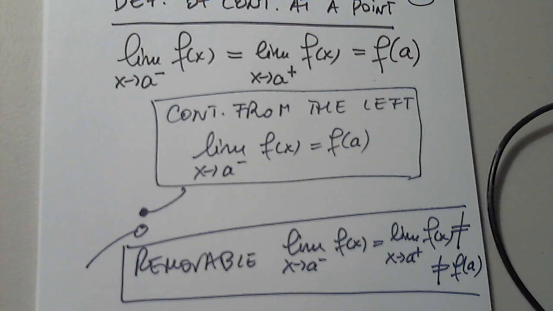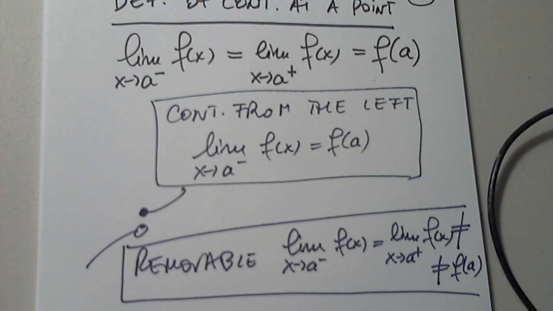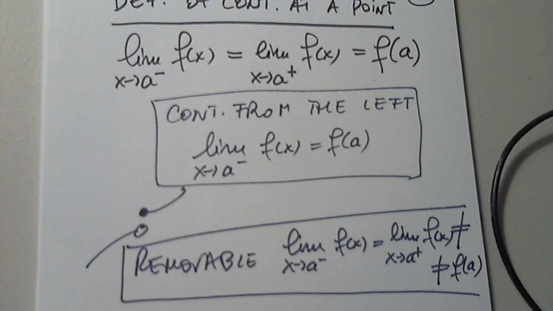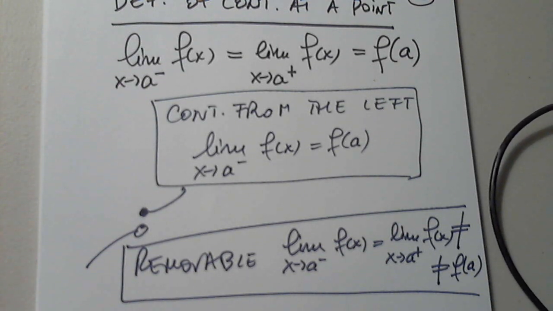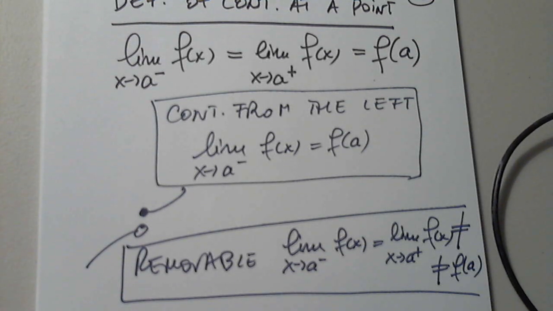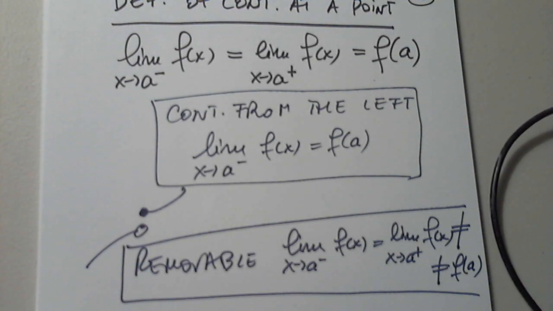Is this function continuous here from the left or from the right? At -2. From the left. Yes, of course. What about at 2? From the left or from the right? The right. Of course. And what about at 4? The right again. Good.